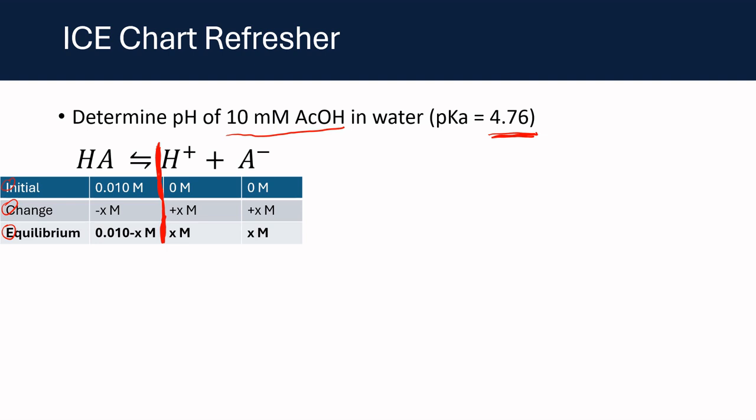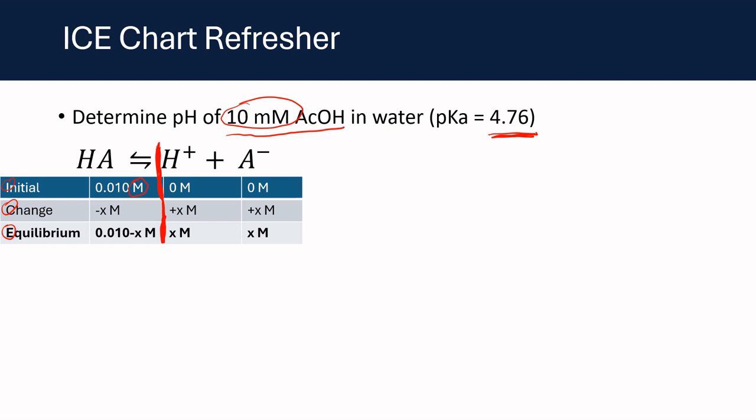And let's just go through row by row and apply what we know and what we can infer to our ICE chart. Initial conditions for HA, our weak acid, acetic acid, that is going to be absolutely 10 millimolar. But if you noticed, I used the units molar in the ICE chart and I converted it accordingly, okay? You're just going to have to trust me on this. You want to do ICE charts in molar. Just do that, please. All right, so 10 millimolar is equivalent to 0.01 molar.